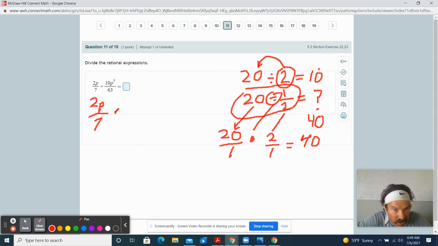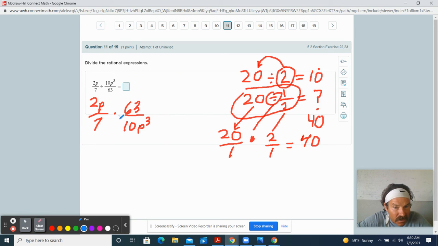Division, I'm going to change to multiplication. And now I'm going to flip this fraction here. So I'm going to write the 63 on the top, and I'm going to write the 10p to the third on the bottom. Now it looks like a problem from 1 through 10. We can do some canceling. We don't have to do any factoring because I don't see any plus or minus signs.